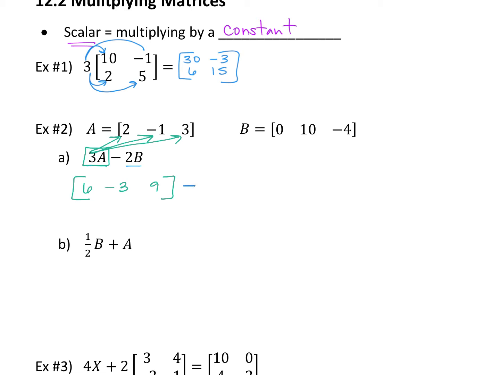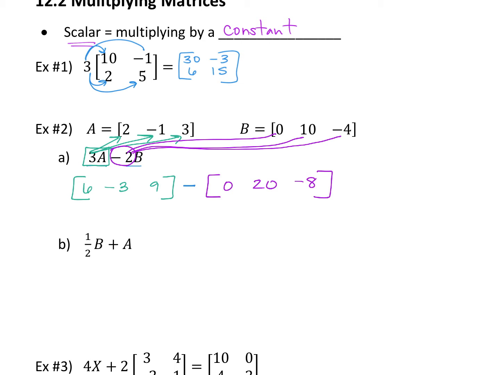Then we're going to subtract 2B. What would 2B be equal to? Yep, 0, 20, and -8. Okay. Notice I didn't do -2 times everything. It's just subtraction that's happening between them, right? Don't think of this as a -2 right now. Think of it as subtracting and then a +2 times everything, okay?